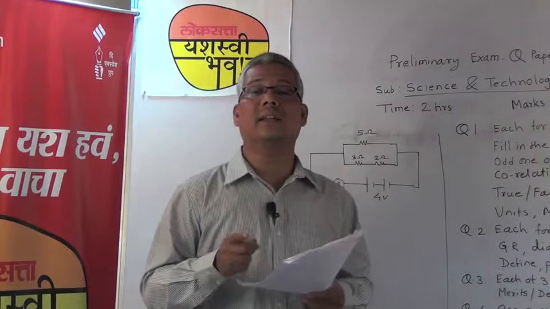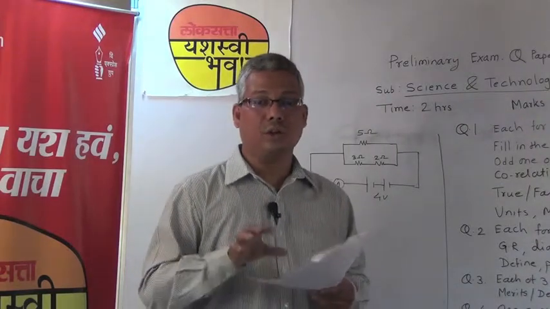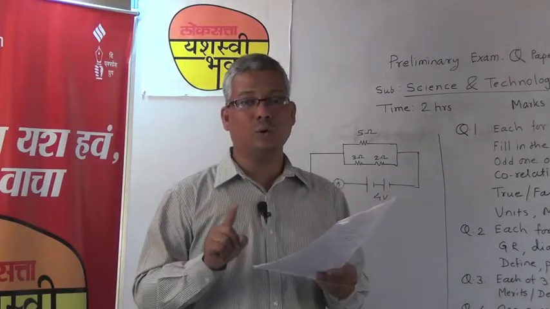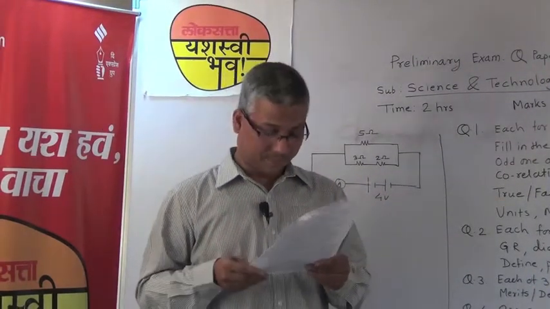Next, rust. Here it is related to the chemical formula. So for the molecular formula, you should find out whether it is Fe3O2 or Fe2O3.